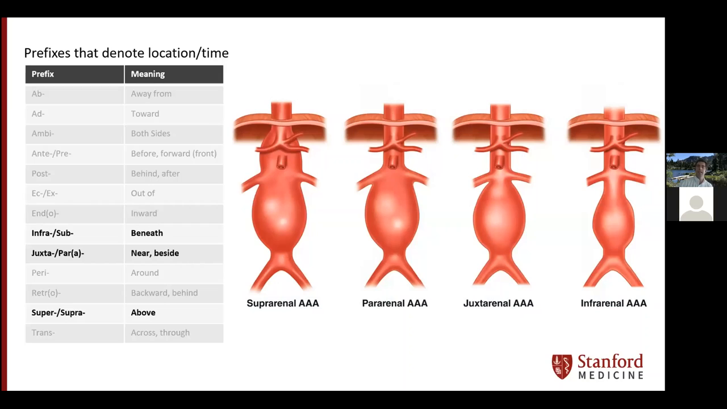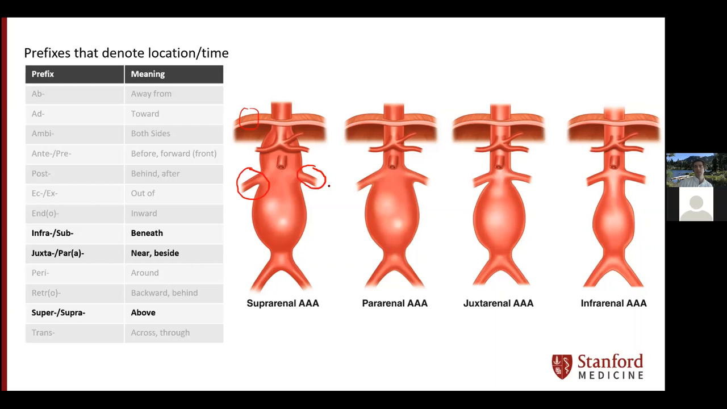They also denote location relative to objects. So these are abdominal aortic aneurysms, and it's very important to know where the abdominal aortic aneurysm is occurring. And we use prefixes to define that. So abdominal aortic aneurysms occur, again, in the abdomen. So here you have your diaphragm right here. And below that, you have your aorta. And then these are your renal arteries.